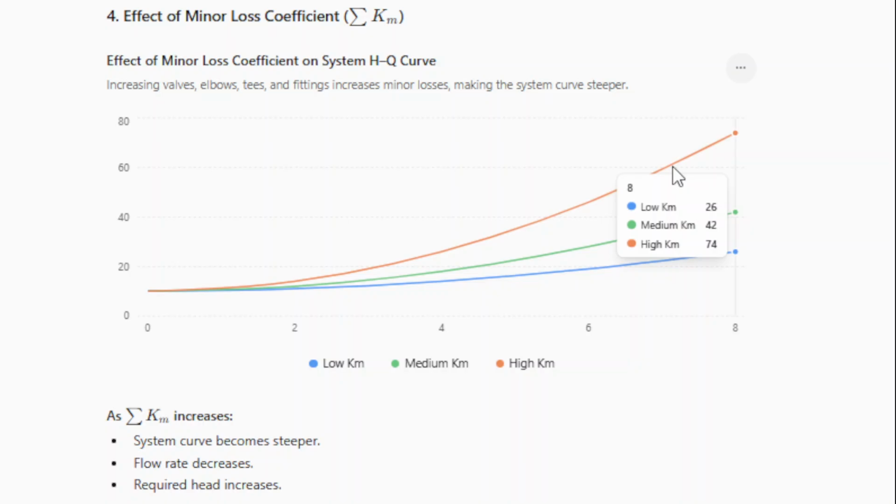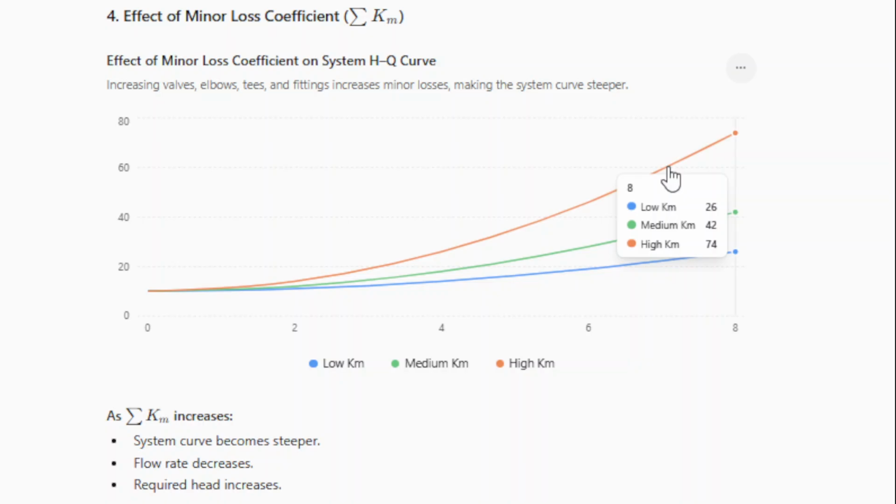This system contains the highest flow resistance due to a greater number of valves, elbows, T's, strainers, or partially closed valves. As a result, the minor losses are the highest, and the required system head increases rapidly with flow rate, making this the steepest curve.